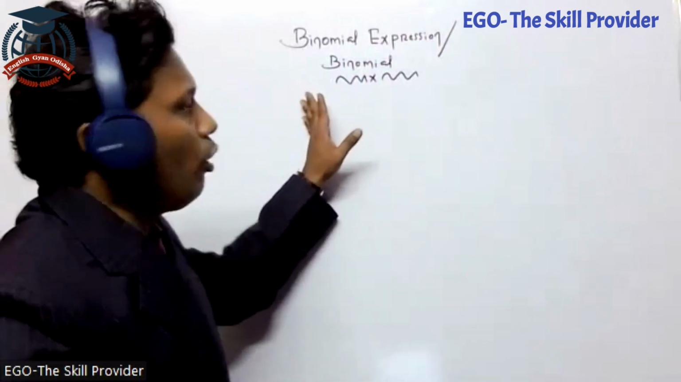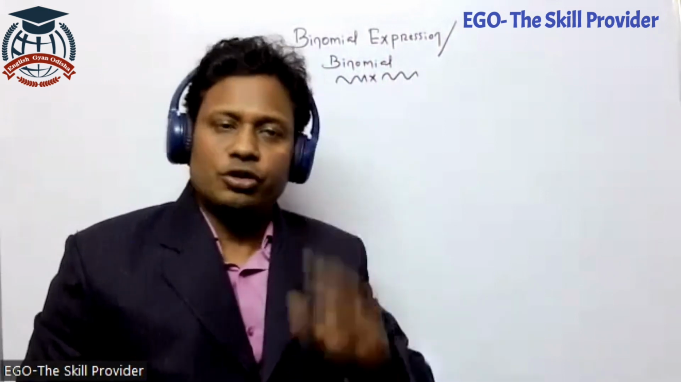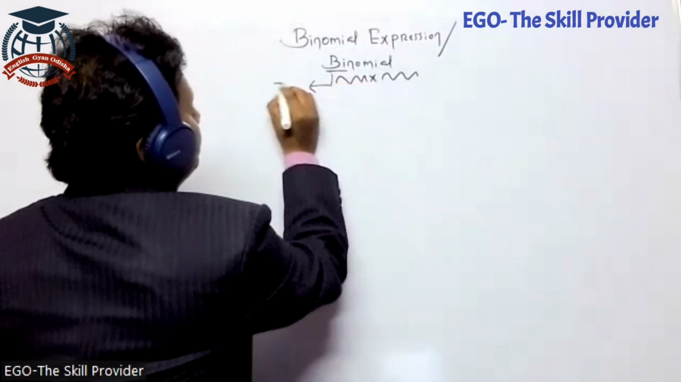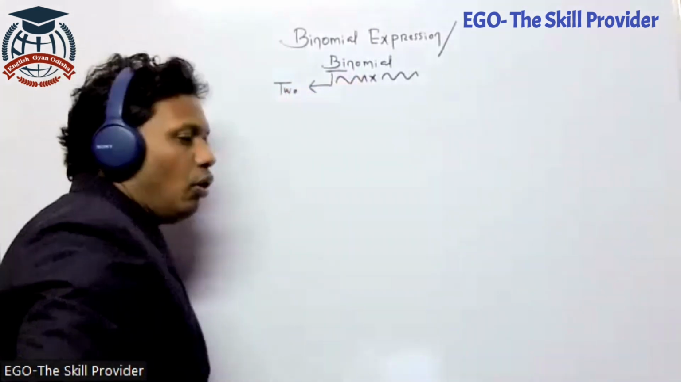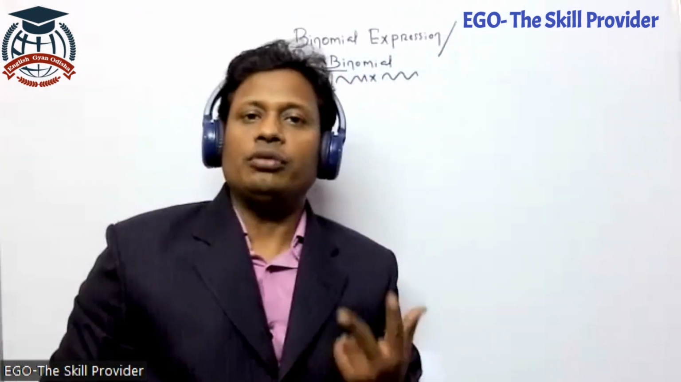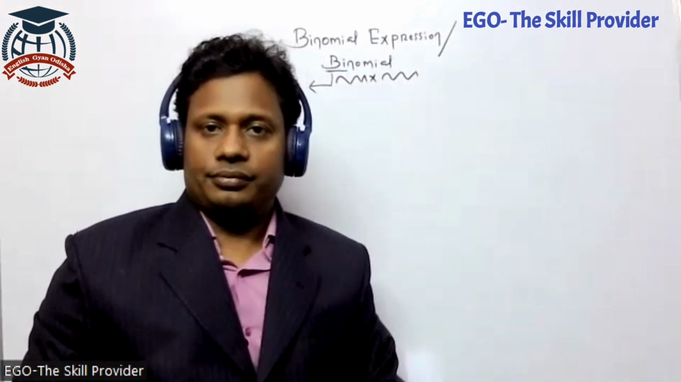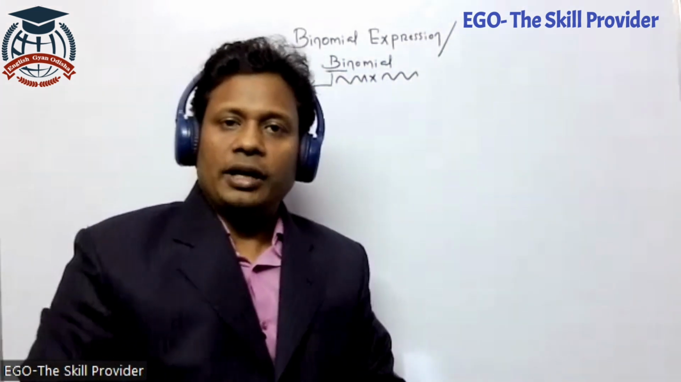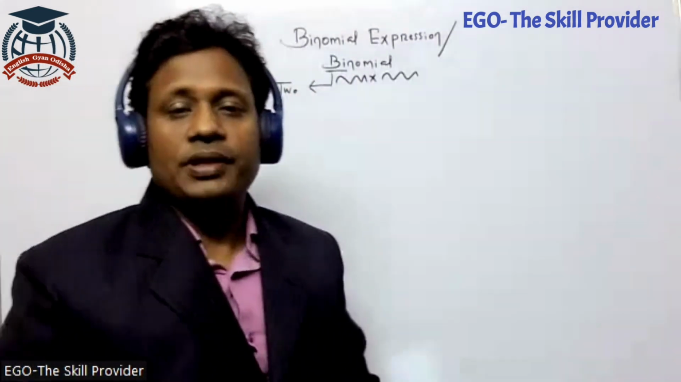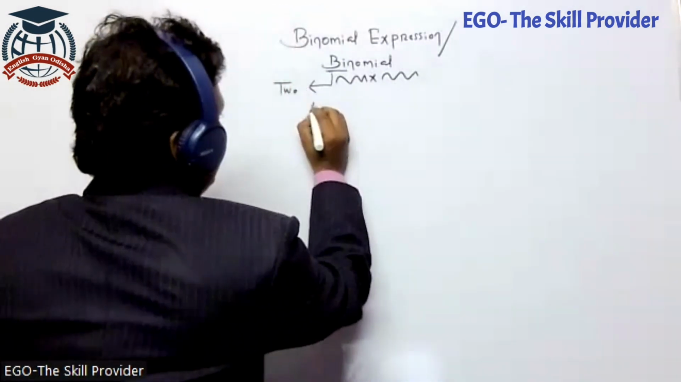So binomial, or binomials, or binomial expressions. Bi means two. Whenever I say bi, it means two. So all I can say is, it is a set of two different words joined by 'and' or 'or'. Let me give an example. Suppose there is something called black and white TV.